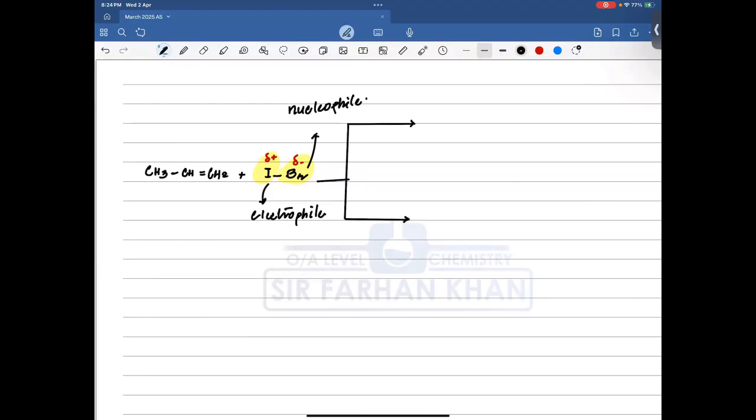So if you remember, what does Markovnikov rule say? In an unsymmetrical alkene, the positive part of the unsymmetrical reagent goes to that double bonded carbon atom which has more hydrogen atoms, which means this iodine will attach with this CH2, and this bromine will attach with this CH according to Markovnikov rule. So this CHBr and CH2I is your major product. Obviously 90%, you can say 95%. And the minor product will not follow Markovnikov rule. Never going to follow Markovnikov rule.